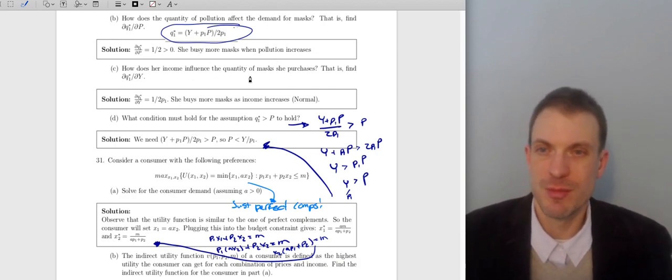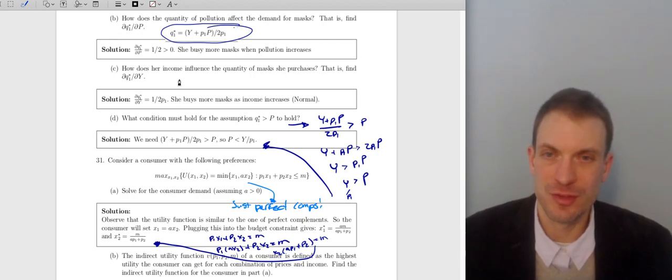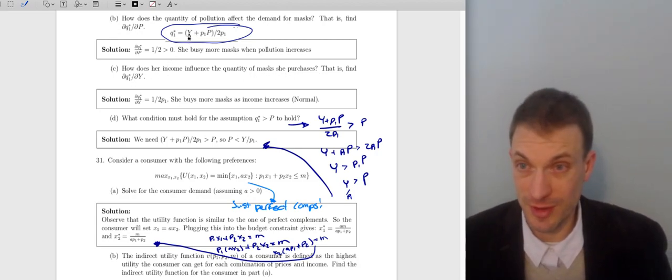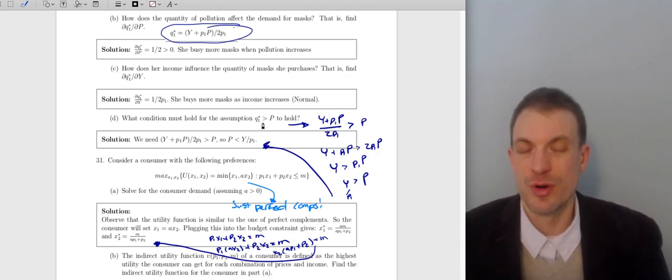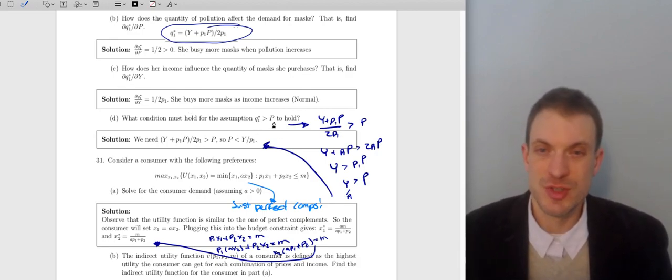How does her income influence the quantity of masks? So let's take the partial with respect to income. Same thing. It's going to be increasing, so as income increases, we take the derivative with respect to y, and that's also going to be positive. What condition must hold for the amount of masks to exceed the amount of pollution?